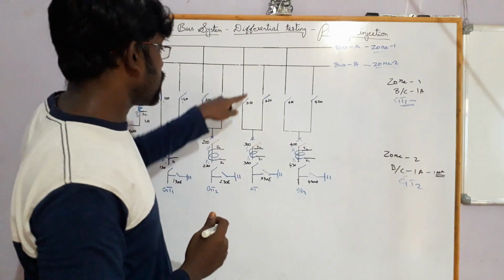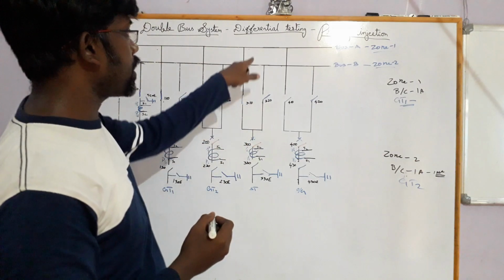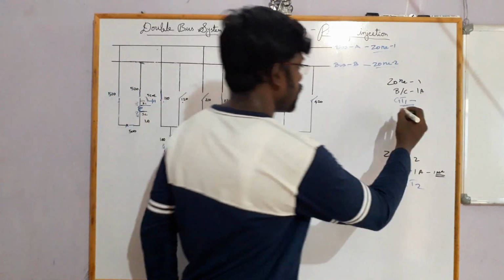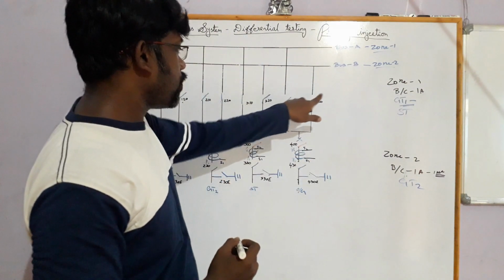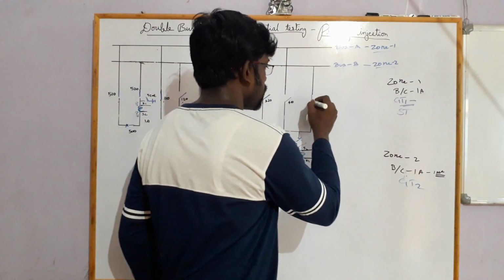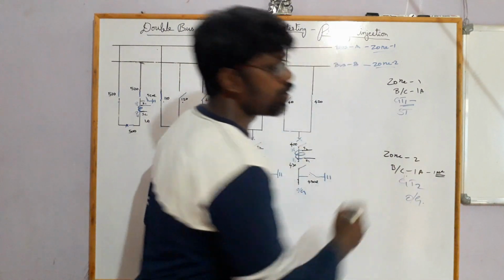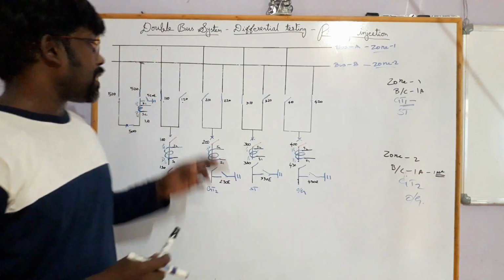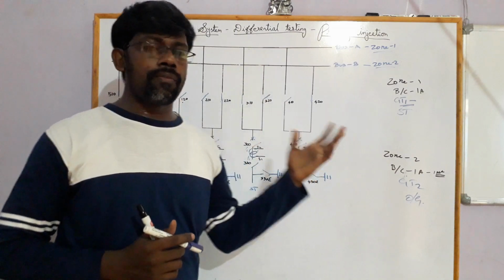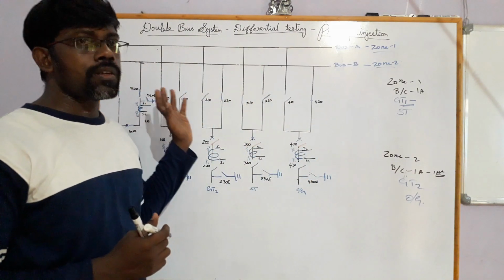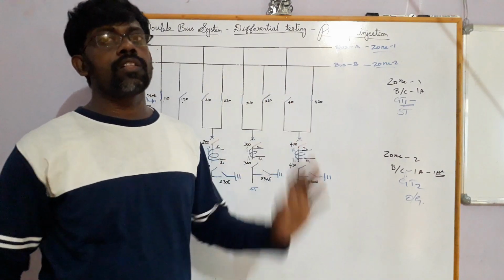And for ST, if you close the 10th isolator which is connected to bus A, then ST will be taken into zone 1. If we close this, then it will be taken into zone 2. That means the auxiliary contact of this isolator is given as a binary input to the relay. When this gets closed, the relay automatically puts this CT current into the corresponding zone.